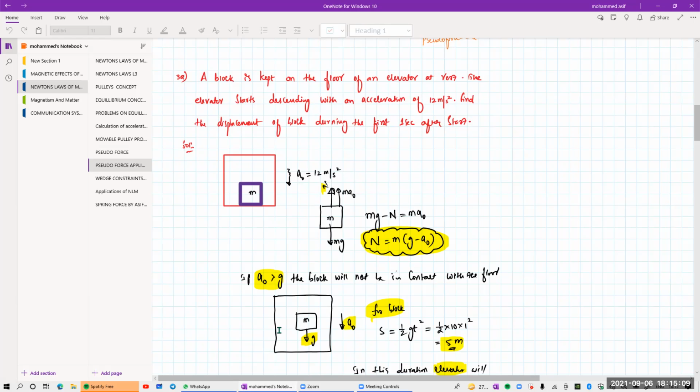Here, how is the pseudo force acting, you see? The body is moving downwards, so pseudo force is acting upwards, right, sir?